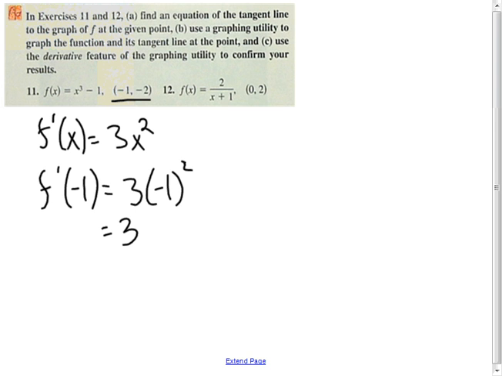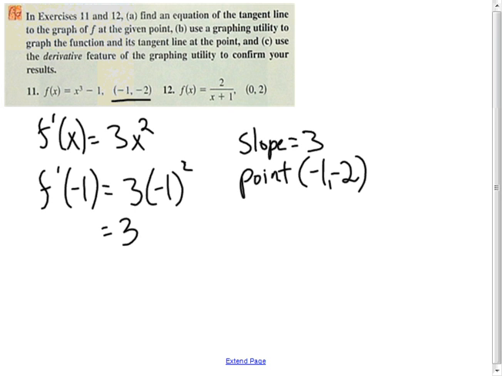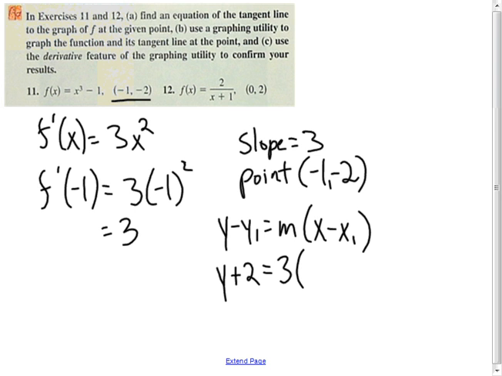So this means that I'm looking for a line that has a slope equal to 3 and goes through the point (-1, -2). And the easy way to write that equation is just to use the point-slope formula that we learned in algebra. y minus y1 equals m times (x minus x1). We'll just substitute in the three values that we found, and I get y minus -2, which of course is the same thing as y plus 2, equals 3 times (x minus -1), which is the same thing as x plus 1. And that's the point-slope version of the equation of that tangent line.